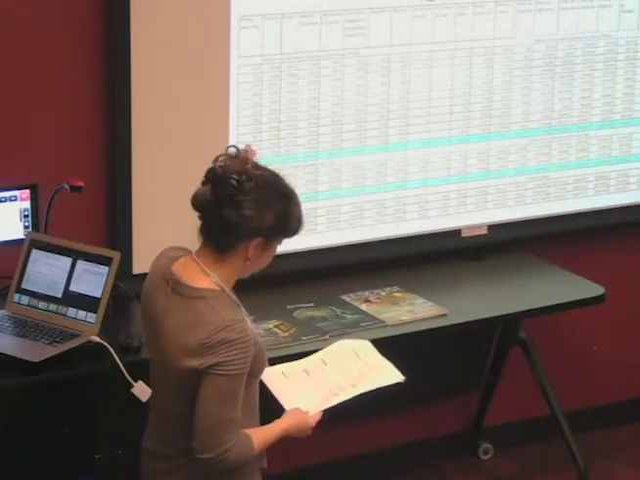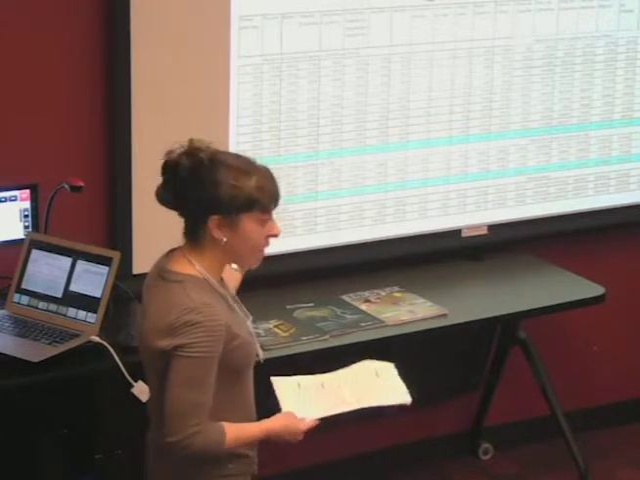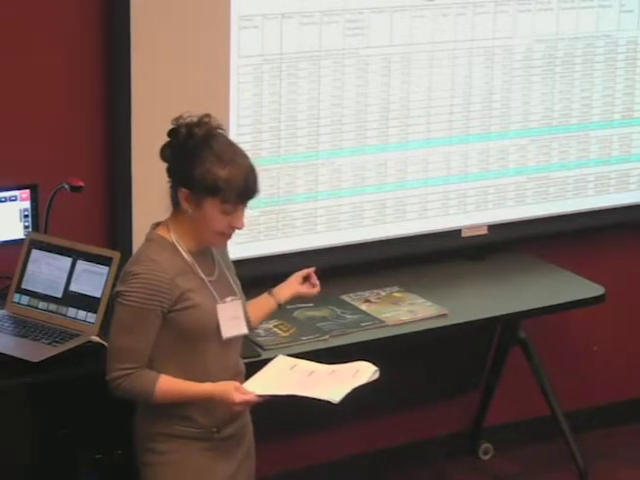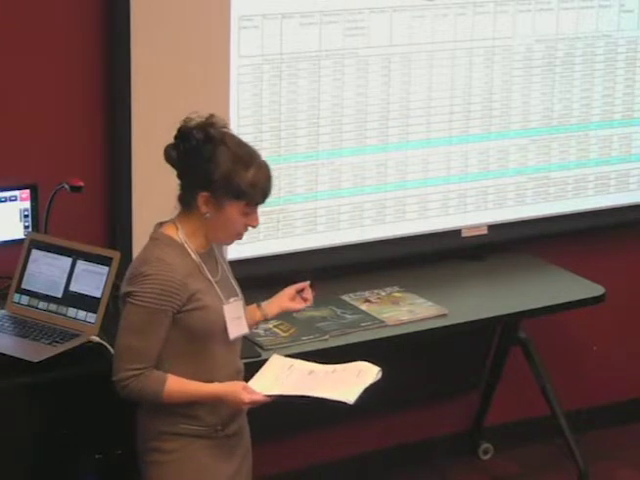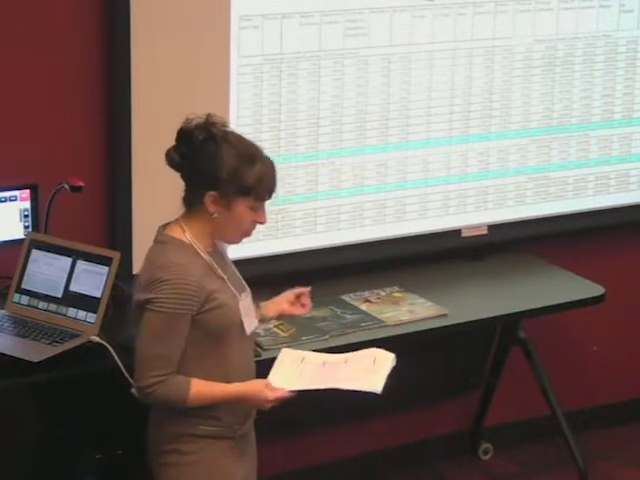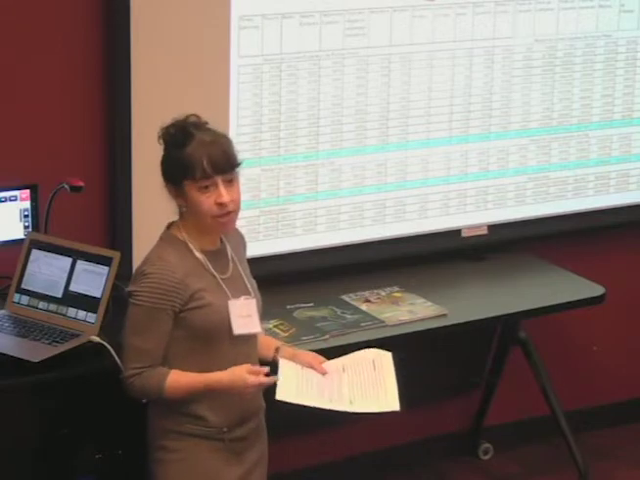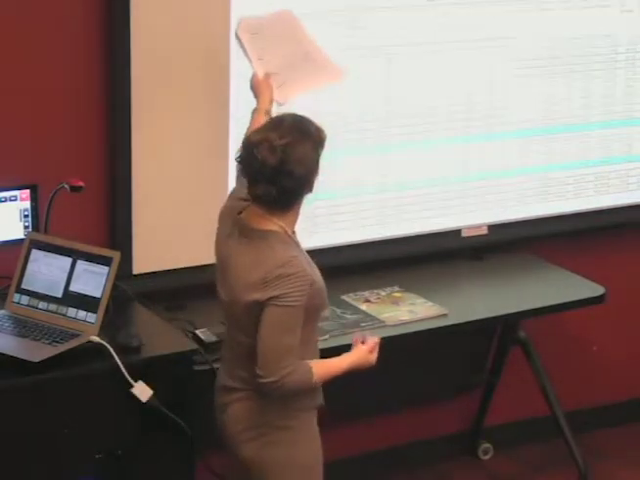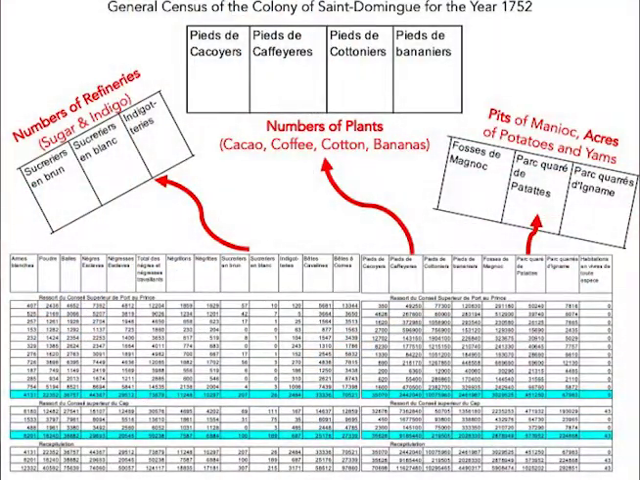This illustrates the problem of numbers. Depending upon the commodity, censuses recorded numbers with very different meanings. Even within the same census, some things are counted by the estate or production, such as number of refineries. Other things are counted by the numbers of plants. And then other things are counted by the method of storage or the method of growth. So we've got pits of manioc, acres of potatoes.